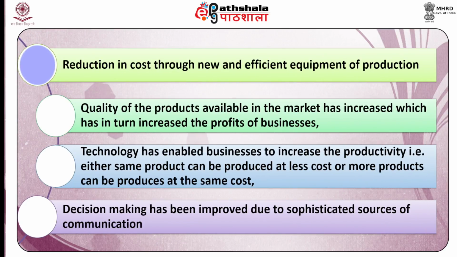First, reduction in cost through new and efficient equipment of production. 2. Quality of the products available in the market has increased, which has in turn increased the profits of businesses. Technology has enabled businesses to increase productivity. That is, either the same product can be produced at less cost or more products can be produced at the same cost. Decision making has been improved due to sophisticated sources of communication.